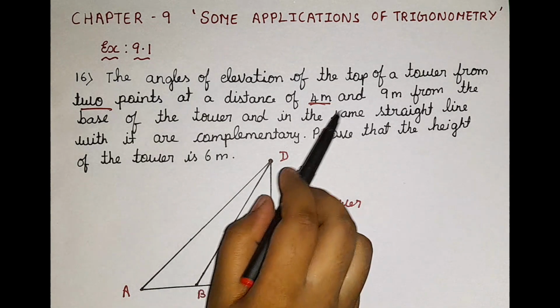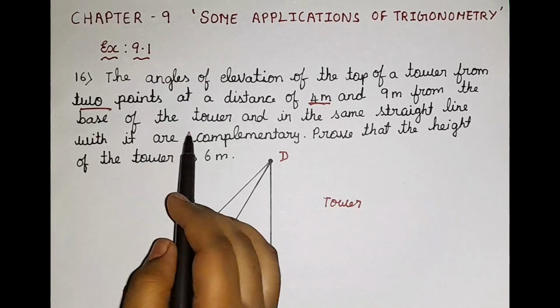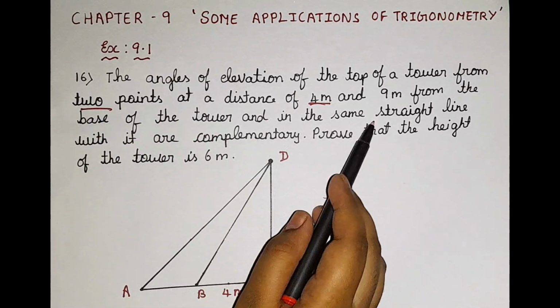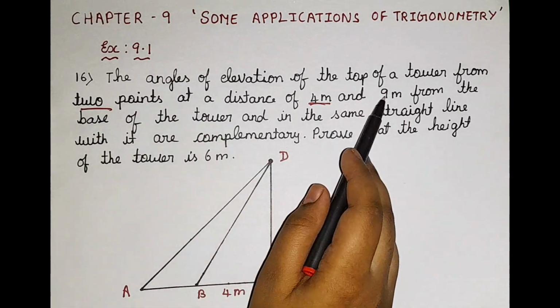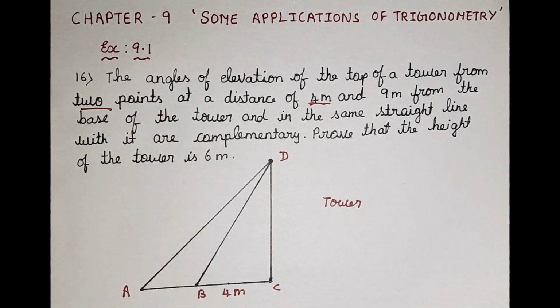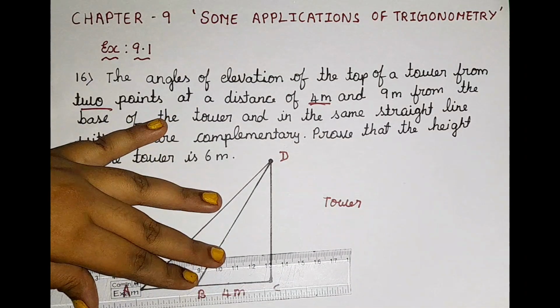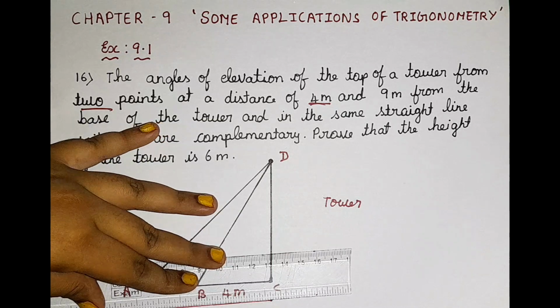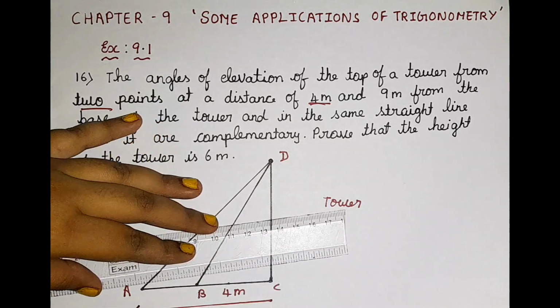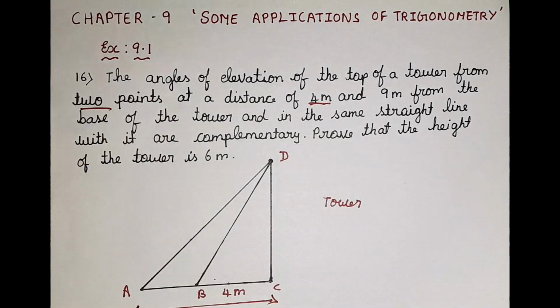Perfect. And 9 meter from the base of the tower and in the same straight line, okay. So 9 meter from the base of the tower. So this is the base of the tower, that is AC. So here the base of the tower is 9 meter. So the complete value is 9 meter. Okay, so now let's read further.